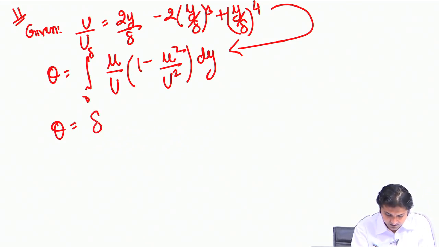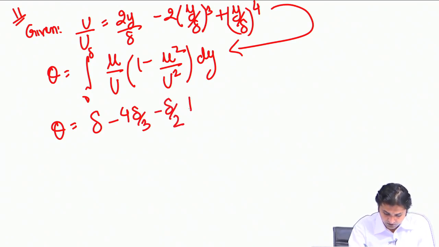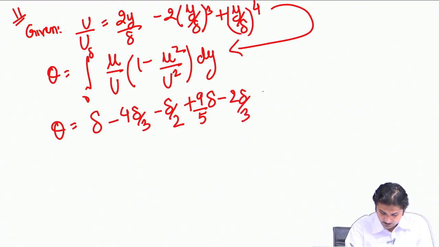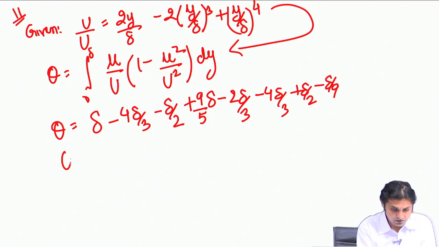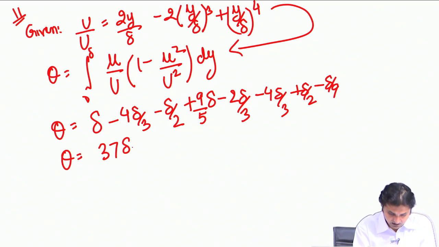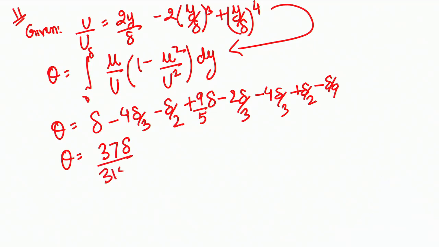There are many terms. The first term will be delta minus 4 delta by 3 minus delta by 2 plus 9 by 5 delta minus 2 delta by 3 minus 4 delta by 3 plus delta by 2 minus delta by 9. So the momentum thickness that you are going to get is 37 delta by 315.